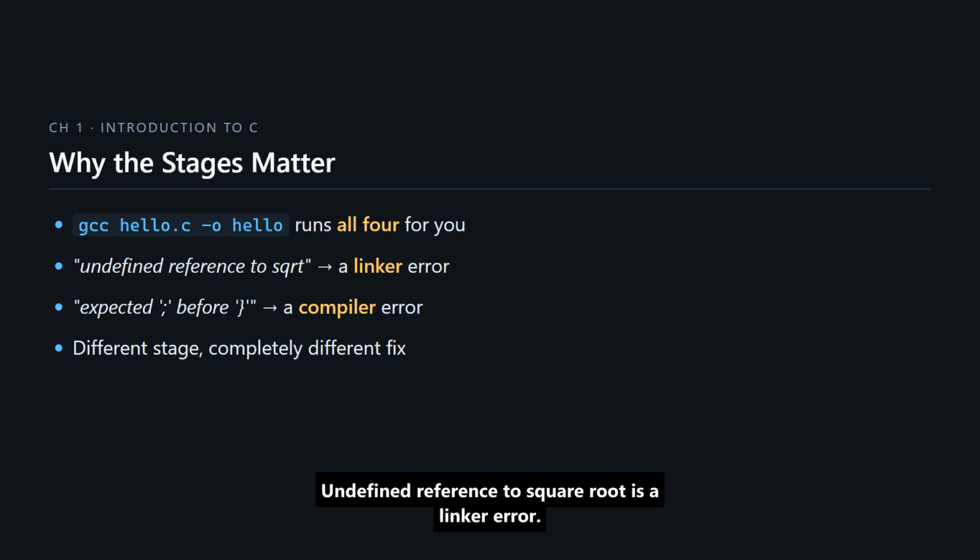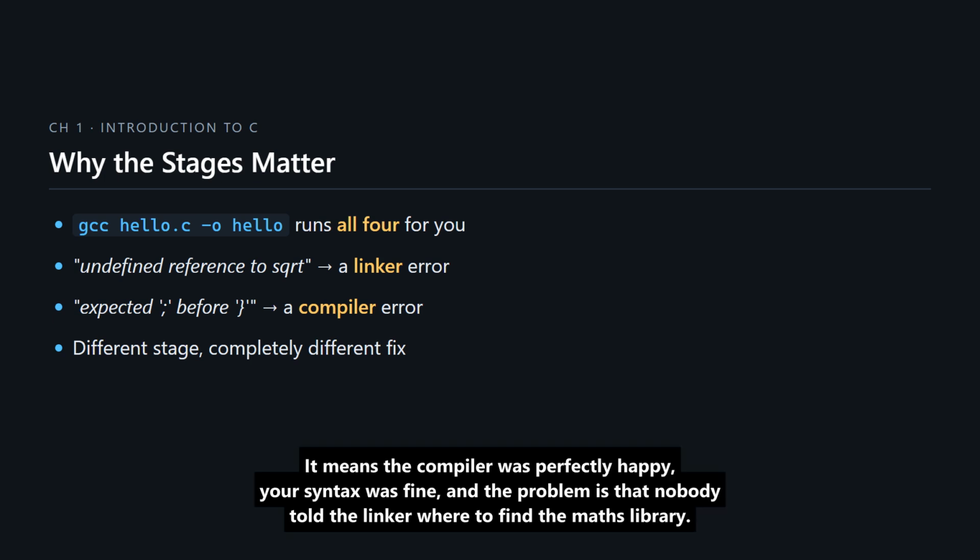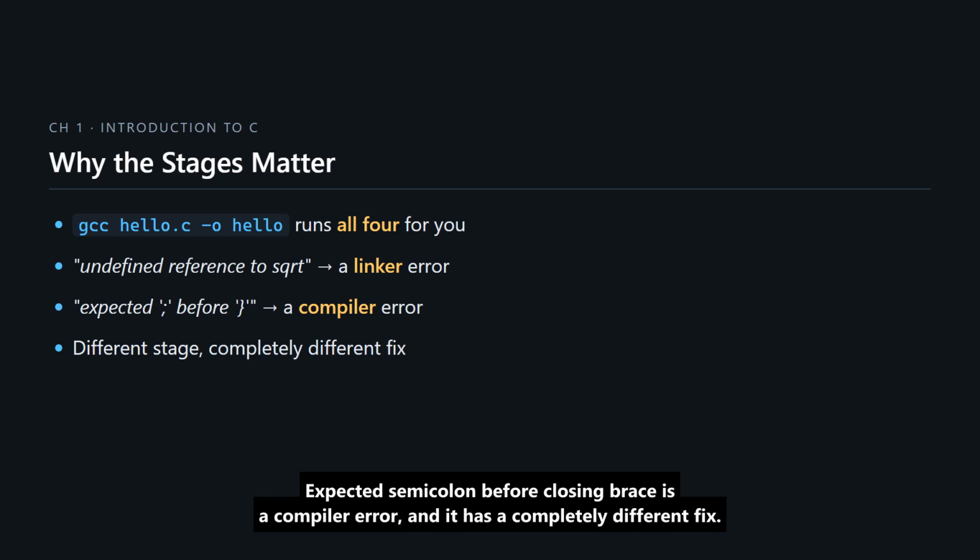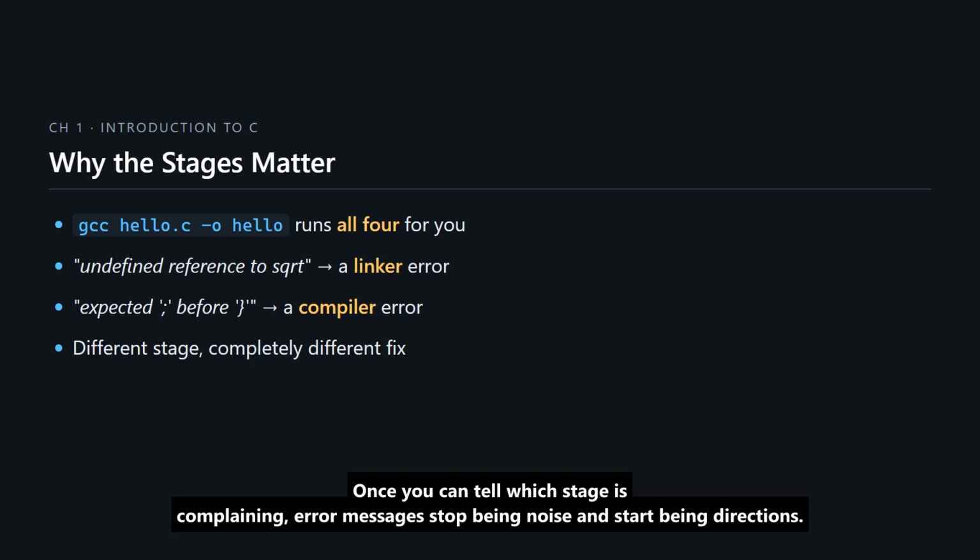Undefined reference to square root is a linker error. It means the compiler was perfectly happy, your syntax was fine, and the problem is that nobody told the linker where to find the maths library. Expected semicolon before closing brace is a compiler error, and it has a completely different fix. Once you can tell which stage is complaining, error messages stop being noise and start being directions.